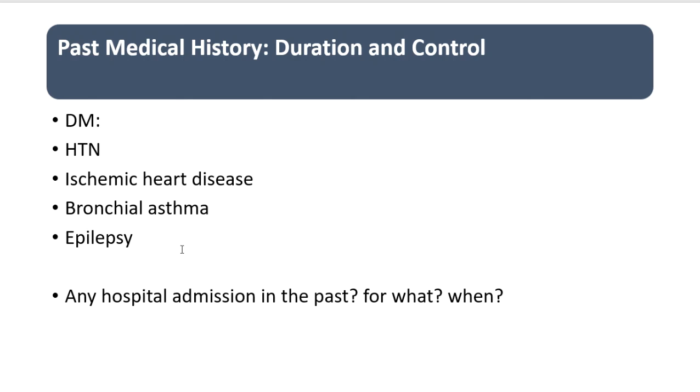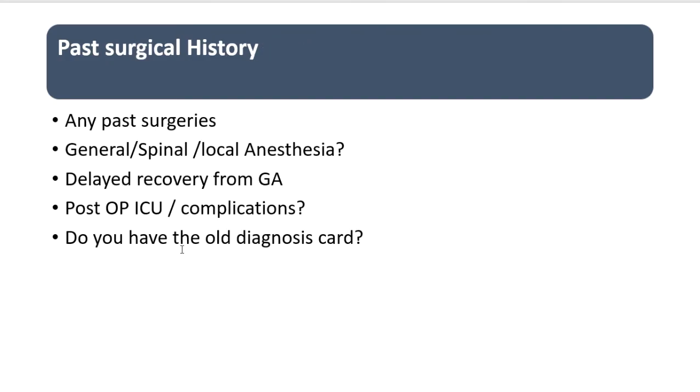So in past medical history, the important thing in this slide is that you have to ask about the duration and the control. Very important. I told you, I don't want data, I want information. If somebody says this patient has diabetes, that is useless. You have to say this patient has diabetes with good control, good compliance for drugs, and good clinic follow-up. Good.